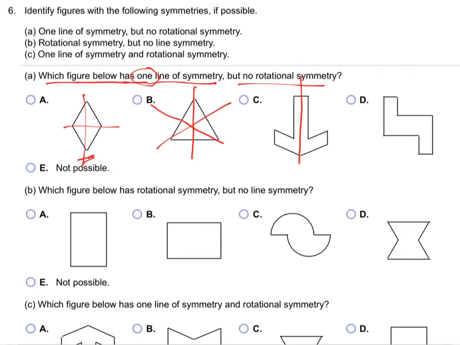Let's go to part B. Which figure below has rotational symmetry but no line symmetry? C? Is that true? Does C have rotational symmetry? Yeah, you could rotate it 180 degrees. You could turn it halfway around and it would be right unto itself again, huh? It has 180 degree rotational symmetry, and it has no line symmetry. There are no fold lines for C. Perfect. It is C, isn't it?